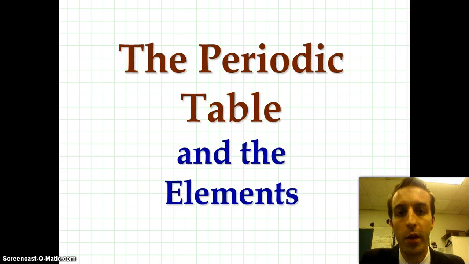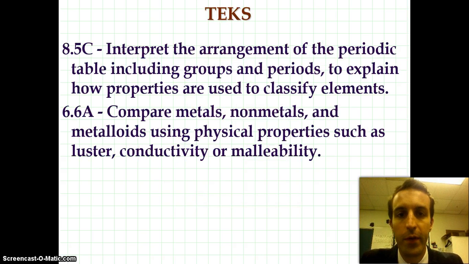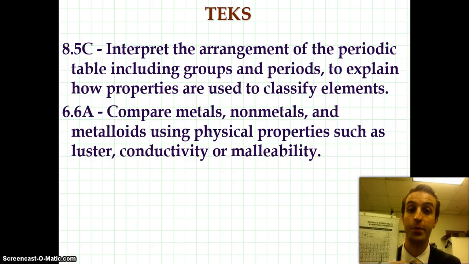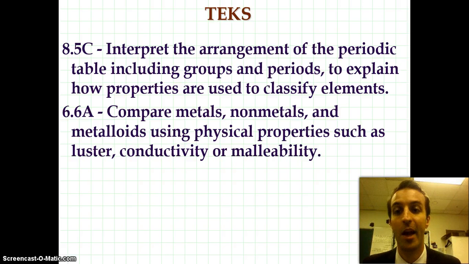Here are the TEKs we're covering in this video. 8.5c, you will interpret the arrangement of the periodic table, including groups and periods, to explain how properties are used to classify elements. And 6.6a, you will compare metals, nonmetals, and metalloids using physical properties such as luster, conductivity, or malleability.